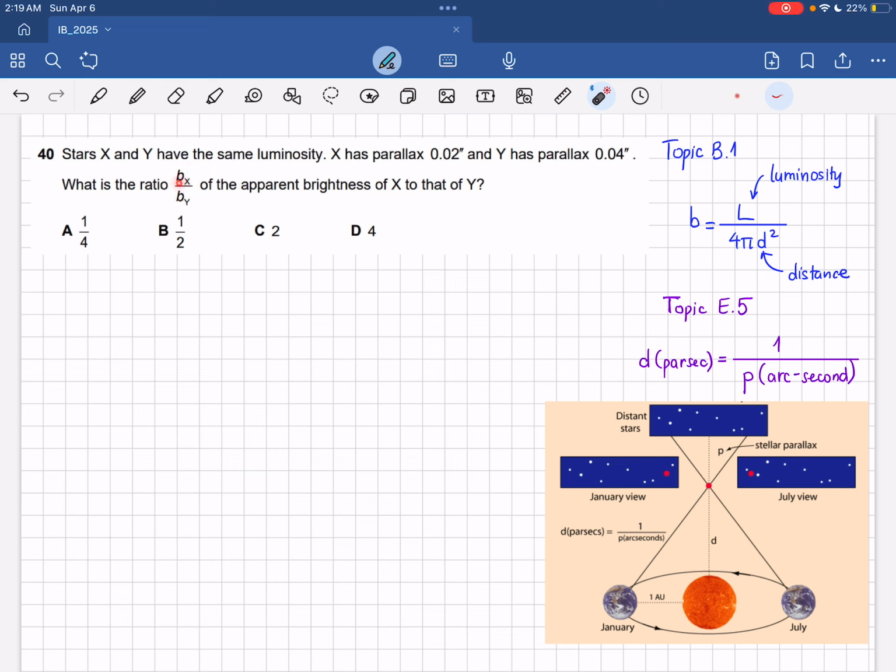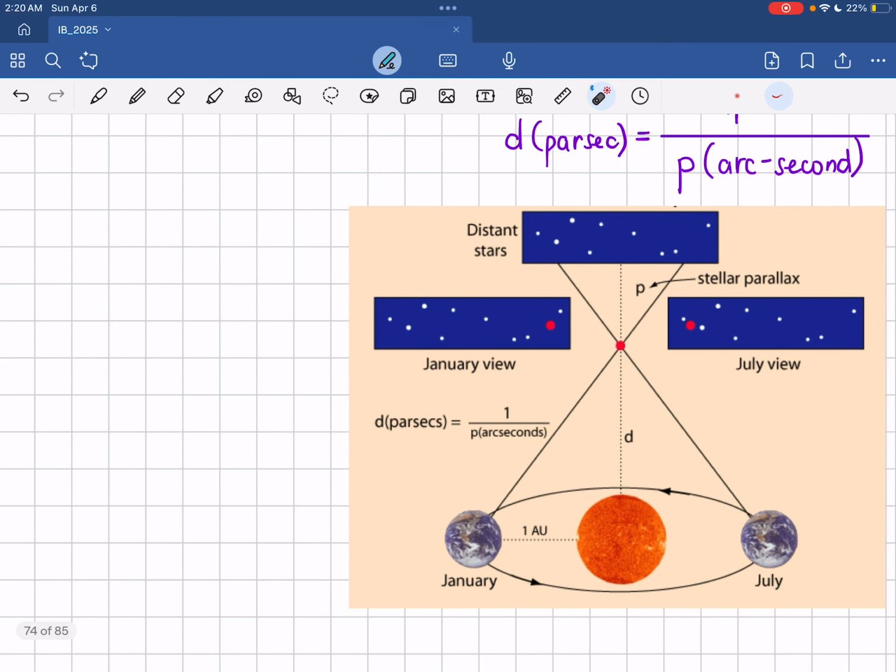So B here is the apparent brightness of X and Y. They ask how they compare to each other. So this one will relate to the topic E5 and also B1 as well. If we study about the fusion and the star, then we can see that this is our Earth here. So this is how we can see the sky here. Like for example, in January, you can see some star at this position here, right?